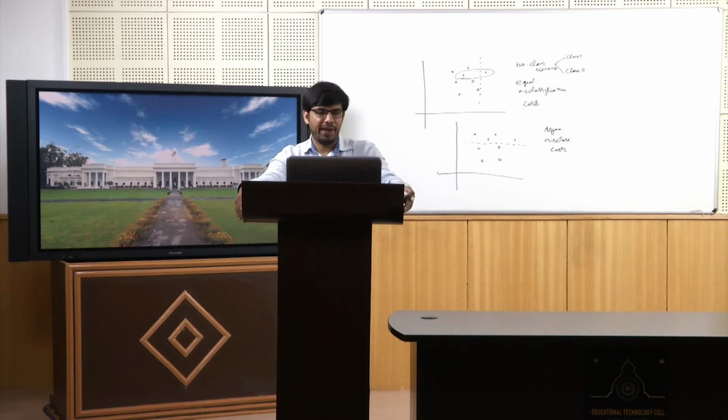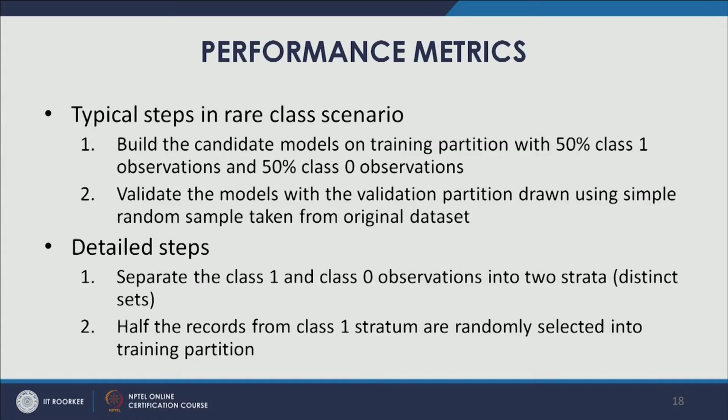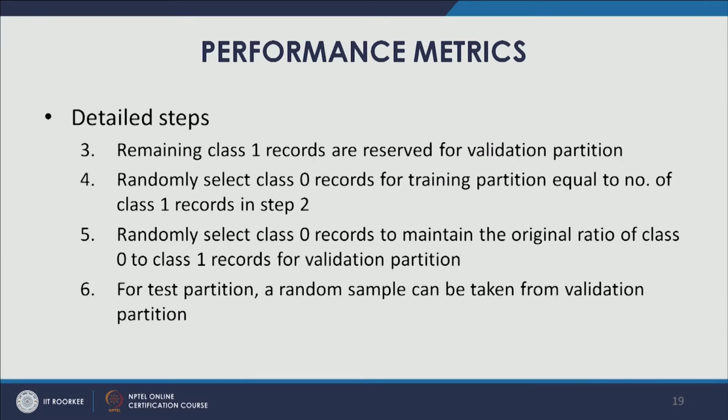Because we would require training and validation partitions at least, it would be advisable to use half of the records from class 1. We can select half of those class 1 records randomly and put them into the training partition. The remaining half of class 1 records can be reserved for the validation partition or even for the test partition, as we will see in the next few steps. So half the records from the class 1 stratum are randomly selected, and the remaining class 1 records are reserved for the validation partition.